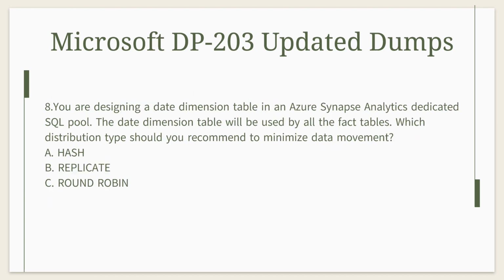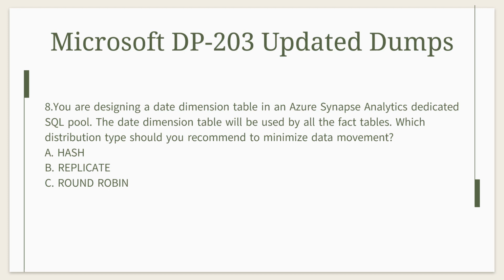8. You are designing a date dimension table in an Azure Synapse Analytics dedicated SQL pool. The date dimension table will be used by all the fact tables. Which distribution type should you recommend to minimize data movement? A. Hash, B. Replicate, C. Round robin.